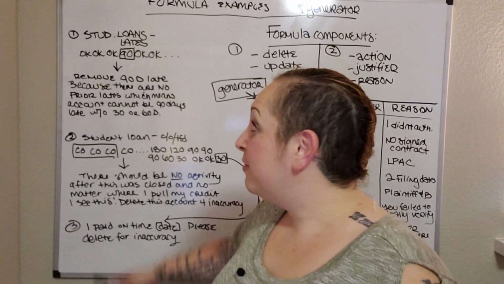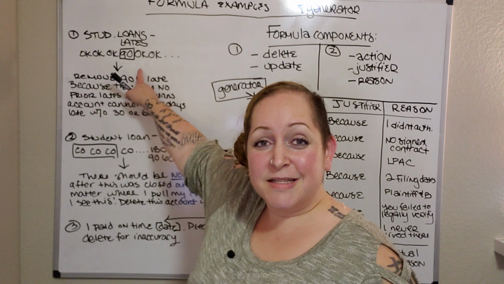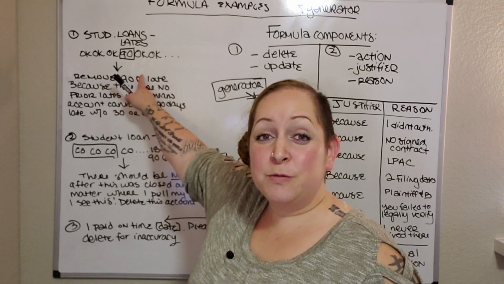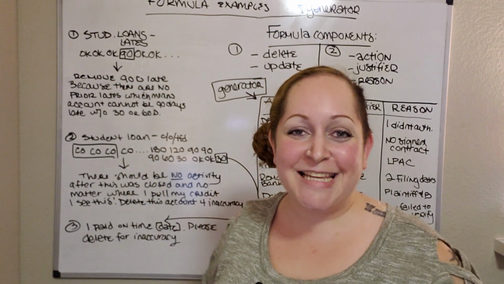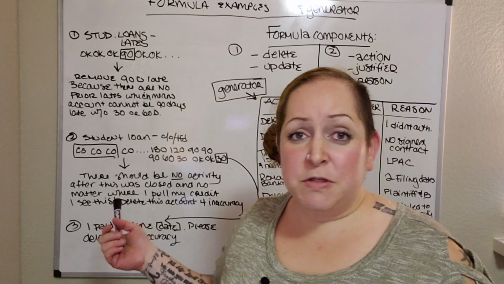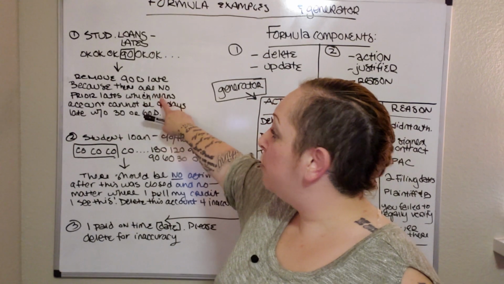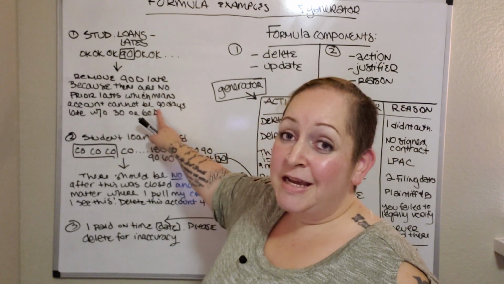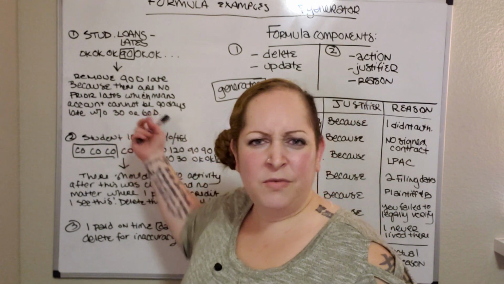Well, you could start with the fact that there are no late payments prior to this. So obviously, if there are no late payments prior to this, then that means that this 90-day late payment is inaccurate, okay? So your very simple dispute reason could say, remove this 90-day late payment because there are no prior late payments, which means that the account cannot be 90 days late without 30 or 60 days, right?